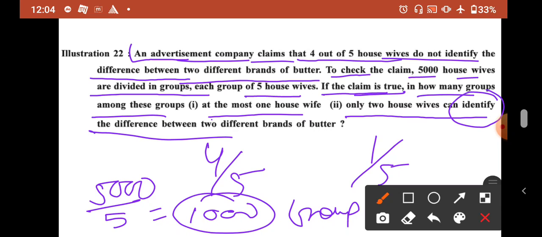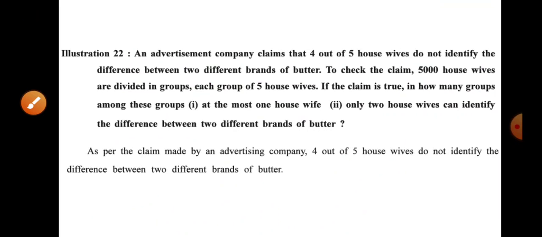Identify means 1 by 5 will be P and 4 by 5 will be Q. Okay, तो जो यहाँ पे पूछा होता है वो हमारा होता है P. Now let's have the answer.